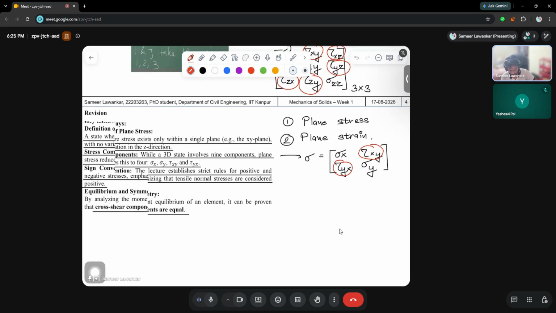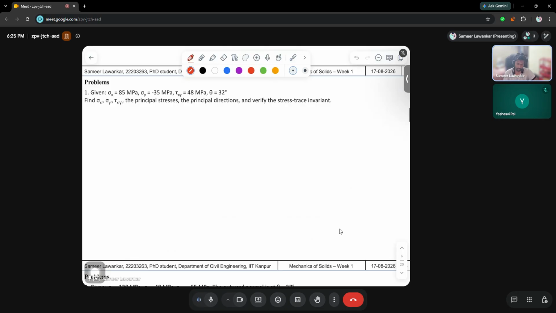Now let us move forward to solving some problems. Before you try this problem, I need to explain a little bit from the future lectures also. So basically, to solve some of the questions regarding different stresses acted upon, what is our main motive?